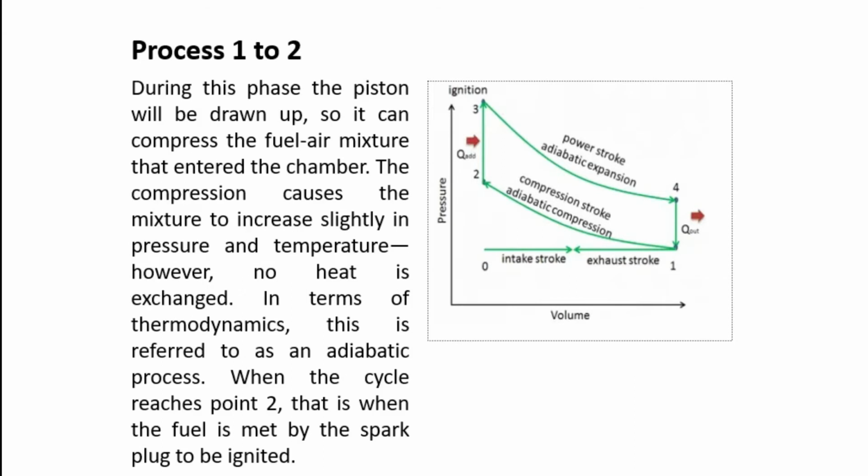Now coming towards the process 1 to 2, you can see here that process 1 to 2 is the compression phase. During this phase, the piston will be drawn up so that it can compress the fuel air mixture that enters the chamber, and the compression causes the mixture to increase slightly in pressure and temperature. So here you can see that the pressure will increase and the volume will decrease.